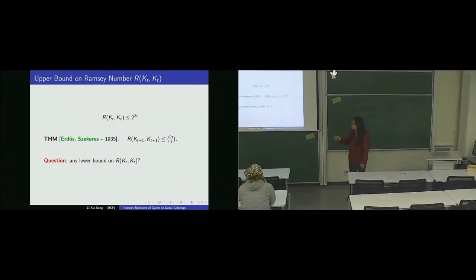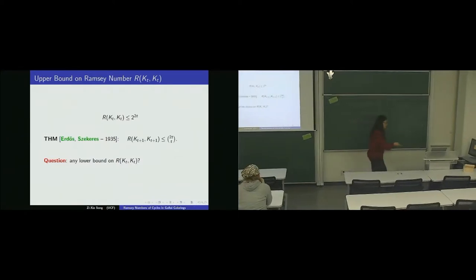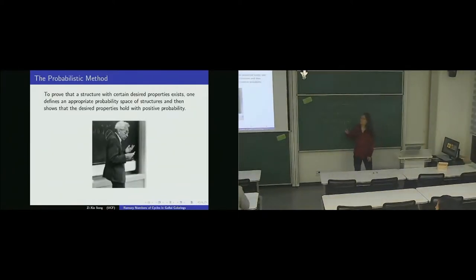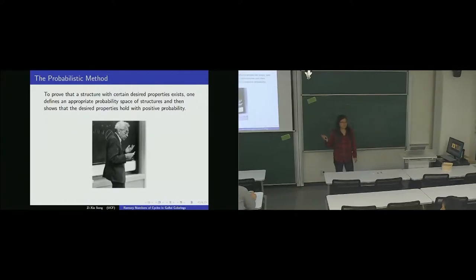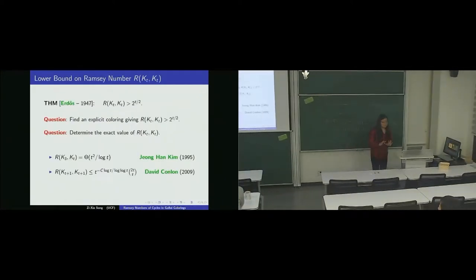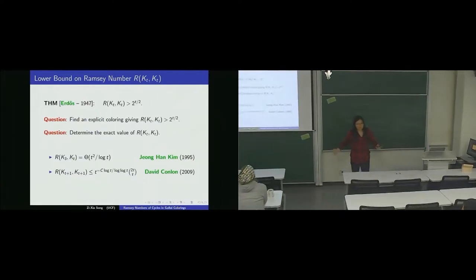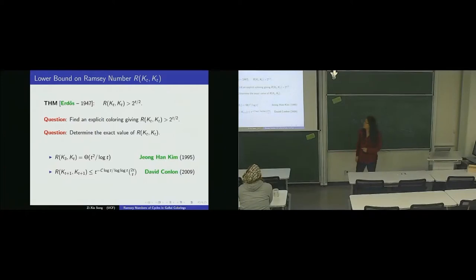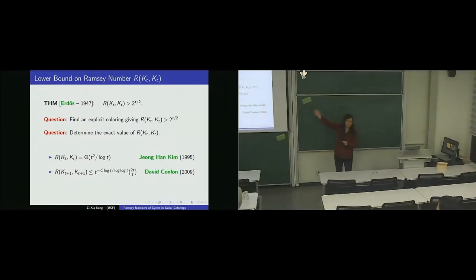Now, what about the lower bound? To answer this one, Erdős established the probabilistic method, right? So, I want to show you the proof here. This is the standard proof normally we have. The question that remains here is, no one knows how to construct one specifically for the lower bound. We only have a probabilistic construction here.